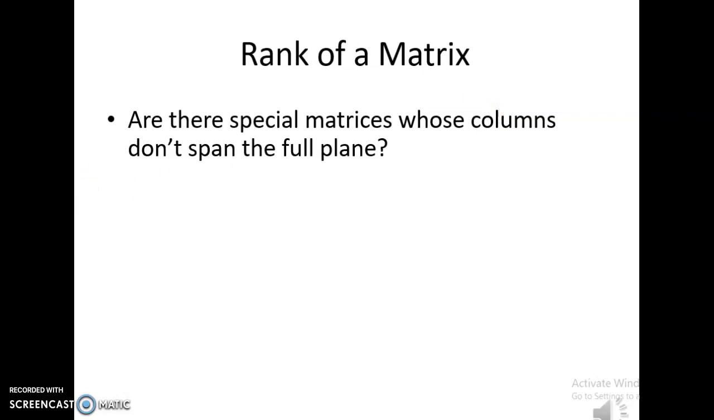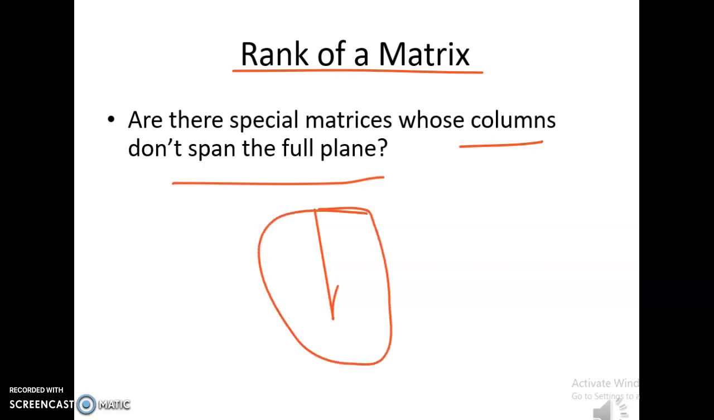Rank of a matrix. What is matrix rank? These are special matrices whose columns do not span the full plane.